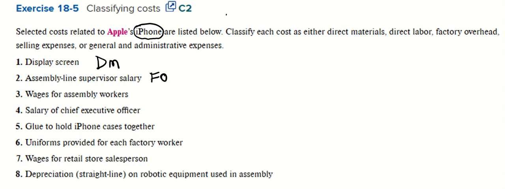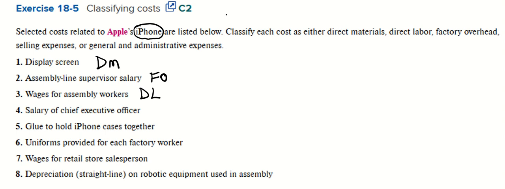Number three, we have wages for assembly workers. Wages for assembly workers are going to be direct labor, so I'm going to put DL, indicating direct labor. The reason is that the assembly workers are the ones directly involved with producing the iPhone. They are the ones who are hands on, which is why their pay or wages are classified as direct labor.